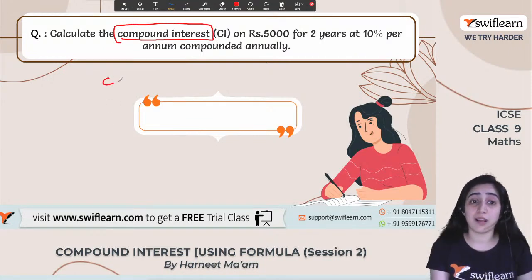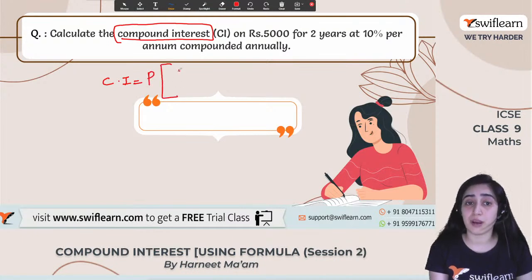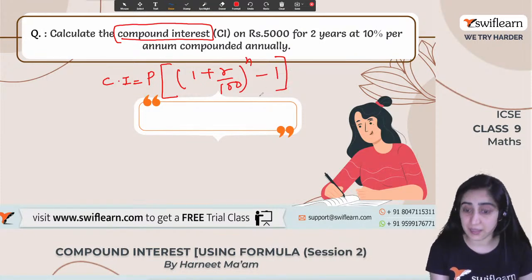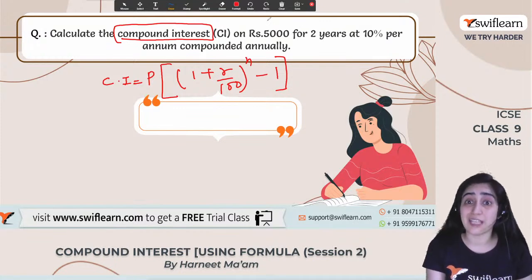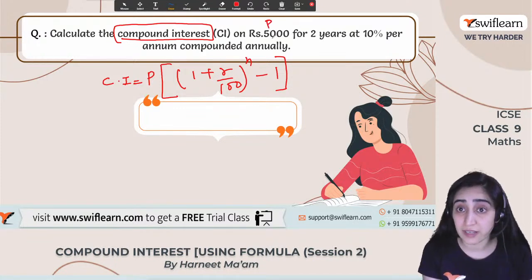So we can directly use the compound interest formula. That is P bracket 1 plus r by 100 to the power n minus 1. So we can say this. First of all, you have to tell me the principal. You have to write the principal is given to us, that is 5,000.